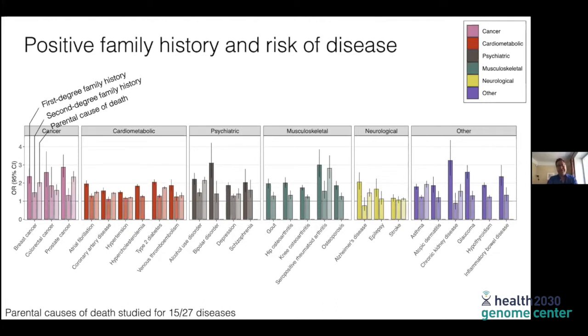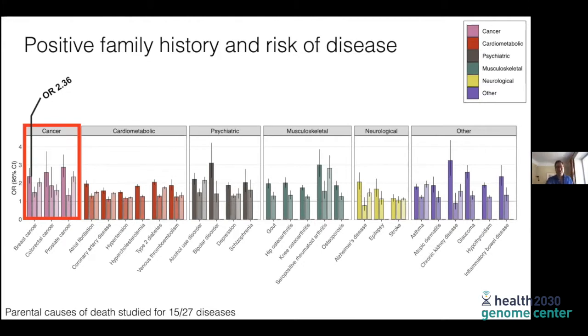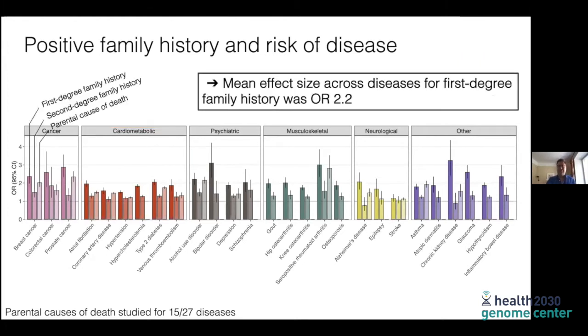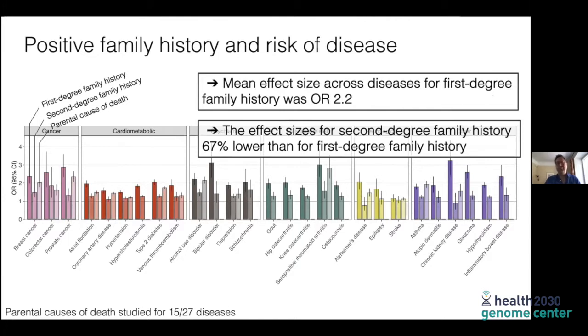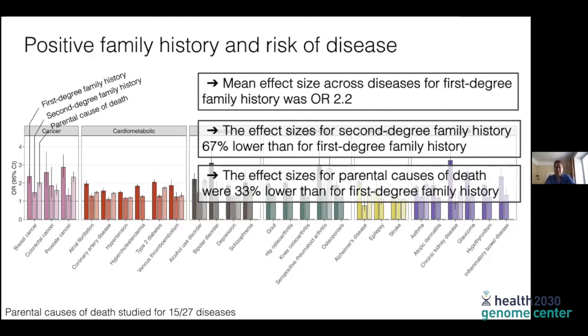These are measured for 27 diseases, and overall you see that for many diseases, if you have a positive family history for a first degree relative, you have on average an additional risk on the level of 2 plus a little bit more. This is for breast cancer, 2.36. Here for coronary artery disease, the odds ratio in our data set for a first degree relative having the disease is about 1.6. On average, the mean effect size is about 2.2. If we go to the second degree family history, it's about 33% lower, when we ask whether your parents have died of the same disease, for those diseases where it's relevant to ask that. So in other words, family history does matter.